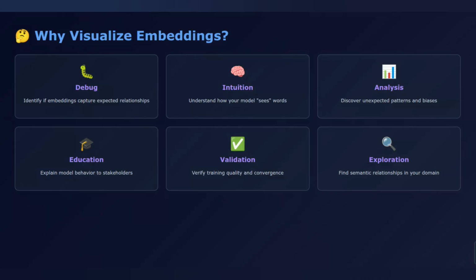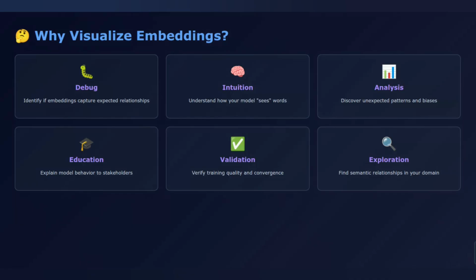You might wonder, why go through the trouble of visualizing? Well, there are 6 powerful reasons. Debug. You can identify if your embeddings are actually capturing the relationships you expect. Intuition. You understand how your model sees and represents words. Analysis. You might discover unexpected patterns or even biases in your embeddings. Education. It's much easier to explain to stakeholders what your model is doing when you can show them visual clusters.